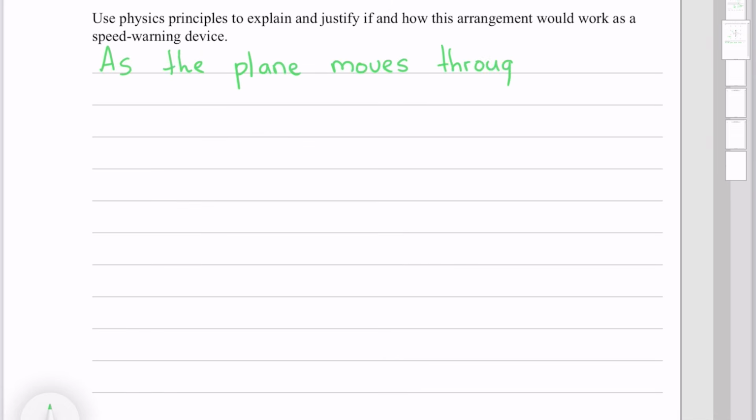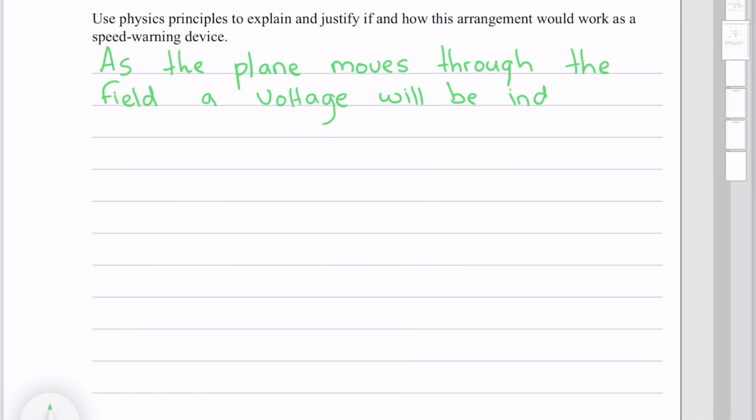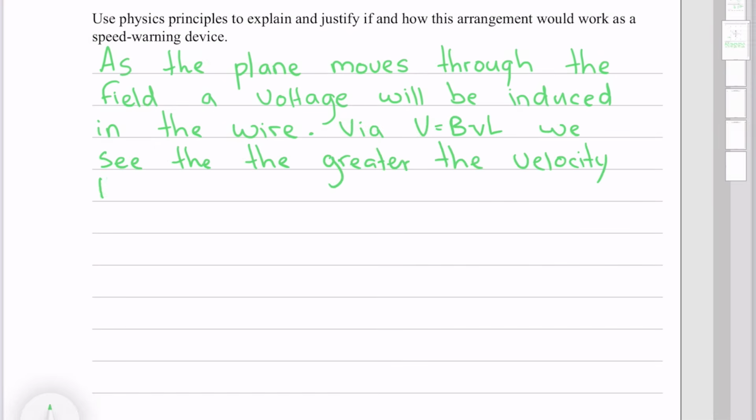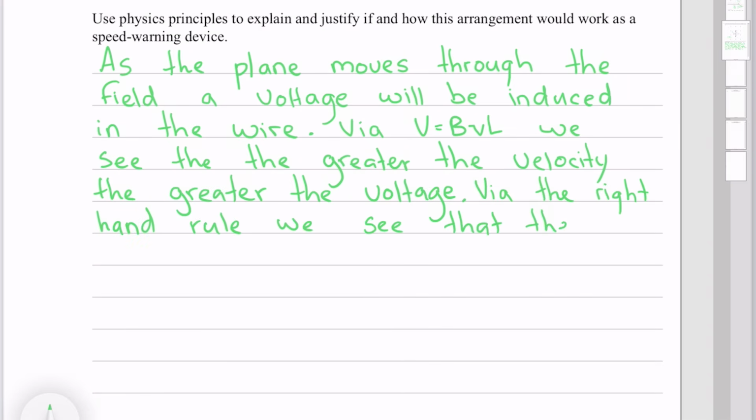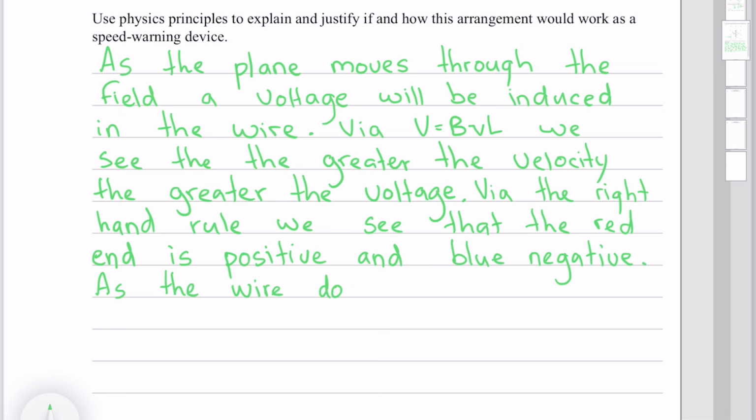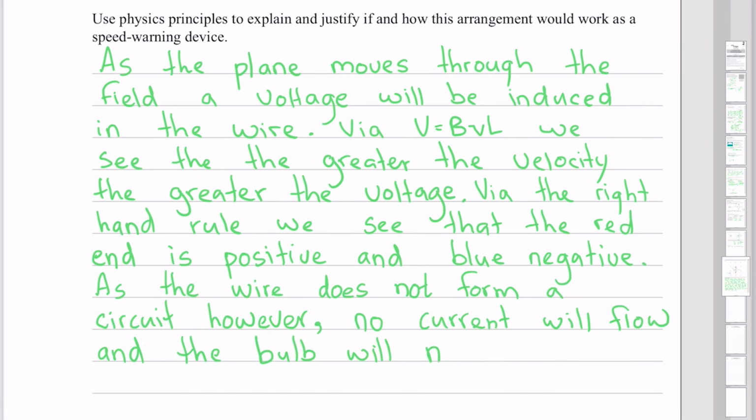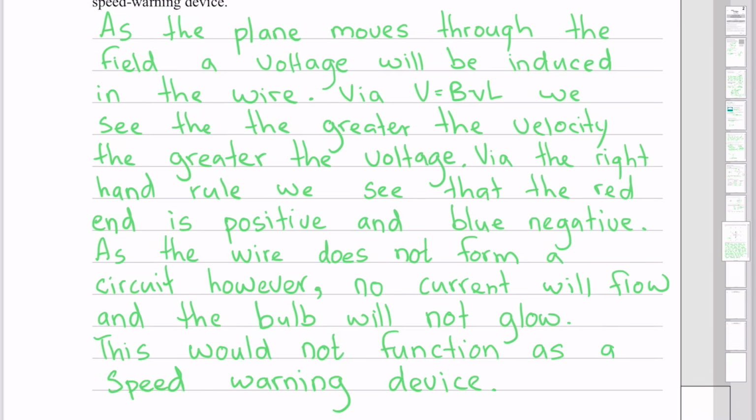As the plane moves through the field, a voltage will be induced in the wire. Via V equals BVL, we see that the greater the velocity, the greater the voltage. Via the right-hand rule, we see that the red end is positive and the blue negative. As the wire does not form a circuit, however, no current will flow and the bulb will not glow. This would not function as a speed warning device. And that's it.